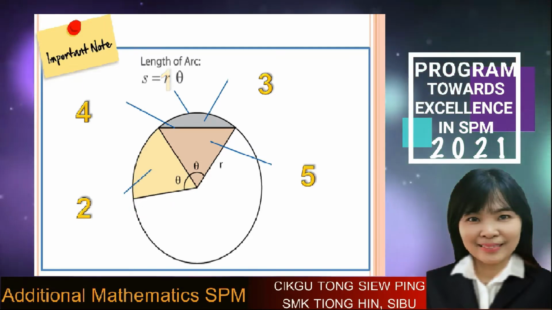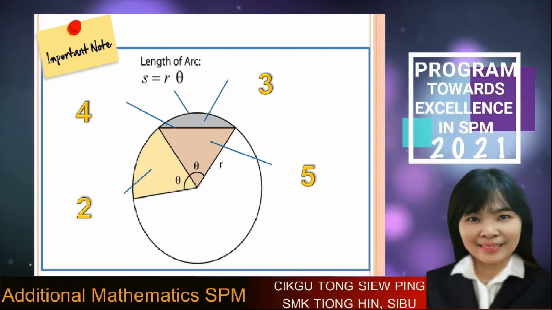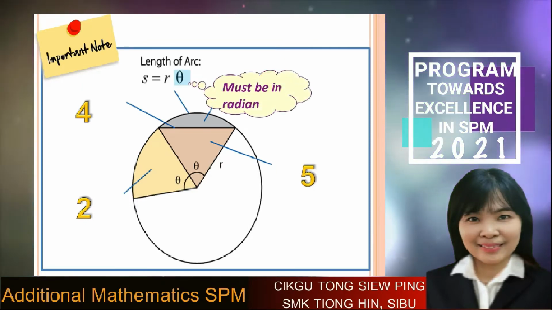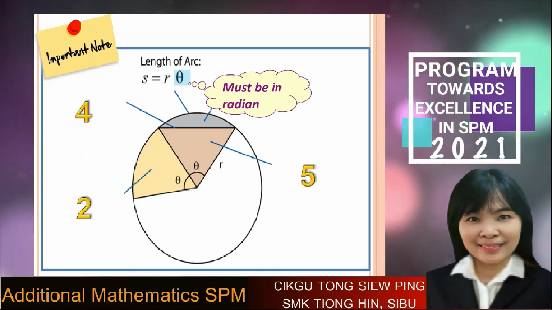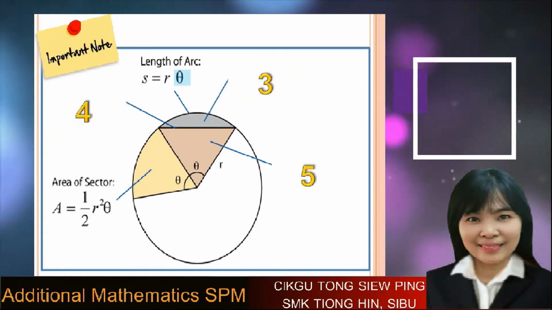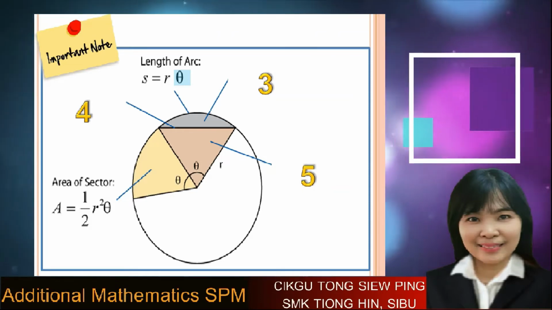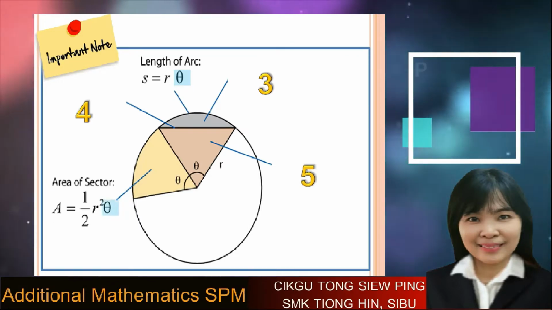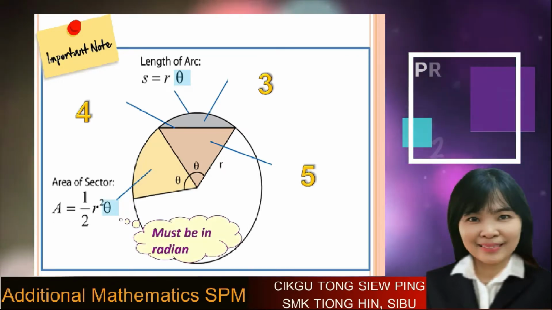First, length of arc s equals r theta. For this, please note the unit is in radians. Second, area of sector A is given by 1/2 r squared theta, and this theta must be in radians.